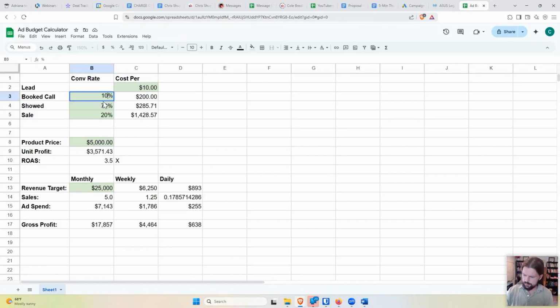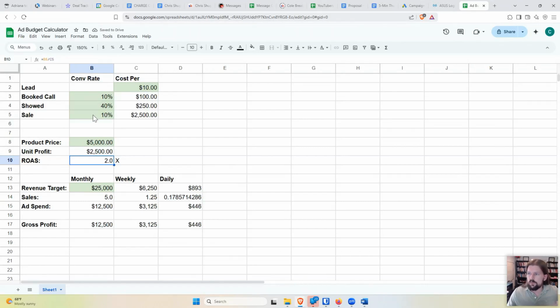Or let's take that back to 10%. Let's say that your show rate sucks and your show rate's like 40%. It's really bad. Now you're at 4x ROAS. Let's say that you also aren't really great at sales and you only close 10%. Well, now you're still at like 2x ROAS.